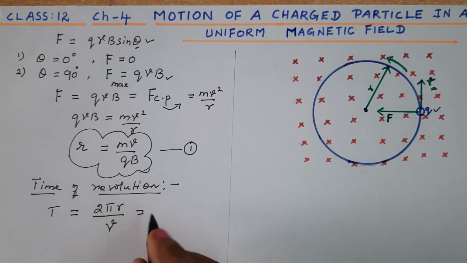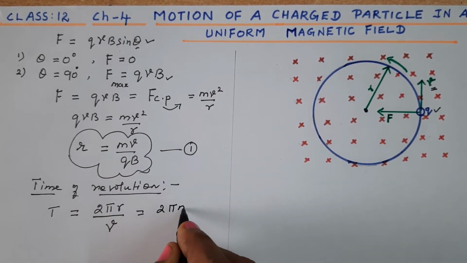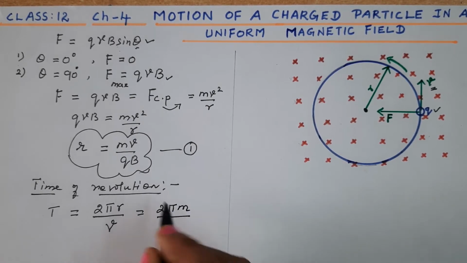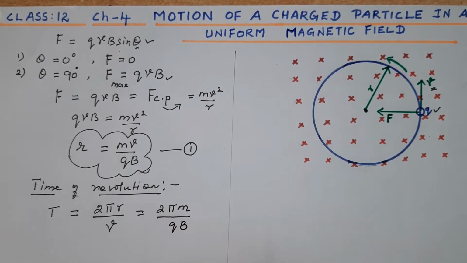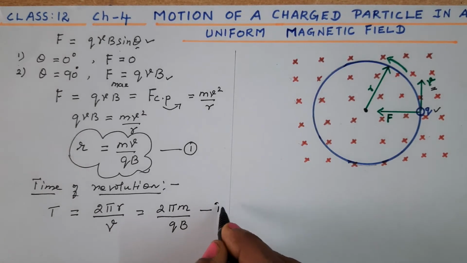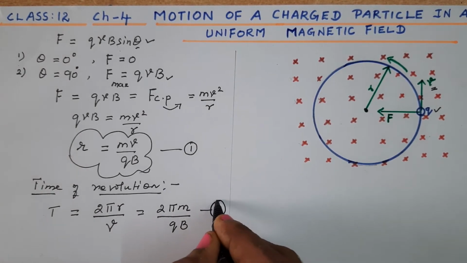After substituting this expression for r, we get the formula 2 pi m upon qB. This is the formula for time period. We give this as equation number 2.